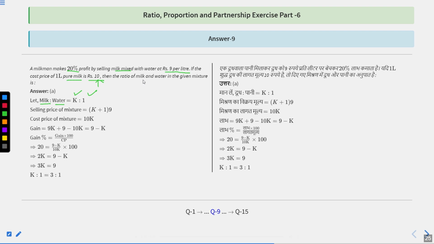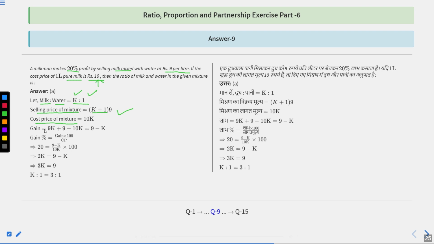Clear? So the selling price of the mixture will be the total, k plus 1, multiplied by 9, because he sells the mixture at 9 rupees per liter. So we multiply 9 by the whole mixture. Now what will be the cost price of the mixture? Because water is free, only the milk price will be taken as the cost price. So we take it as 10k, because the price of the milk is 10 rupees per liter.